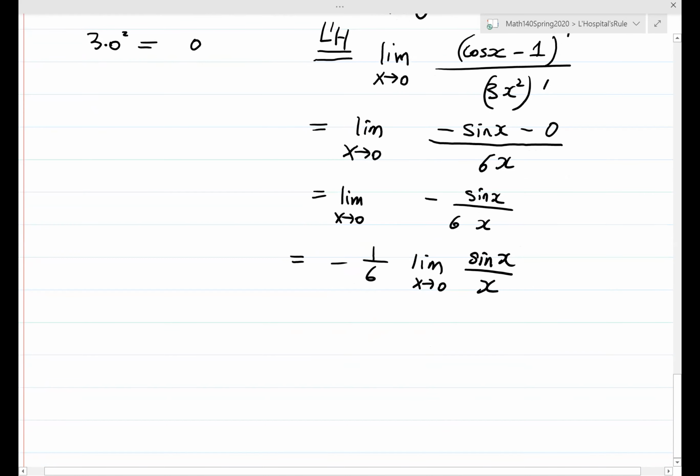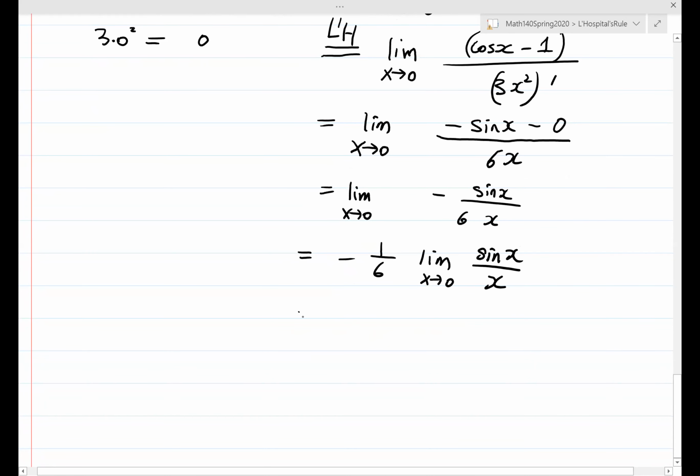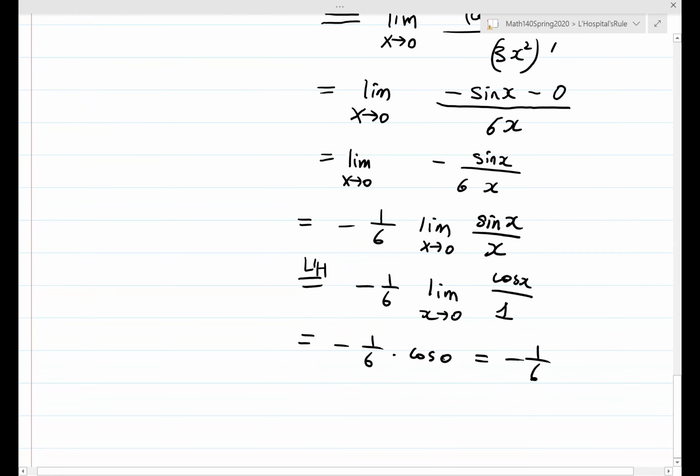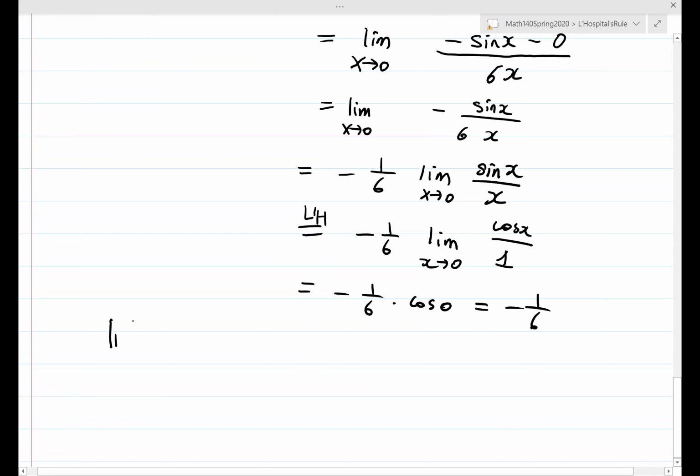Now for this sine x over x, you can use L'Hopital's rule again, or you just write down directly cosine x over 1 as x approaches 0. So this is negative 1 over 6 times cosine 0, which is negative 1 over 6. Cosine 0 is 1. So finally, we get the limit as x approaches 0 of sine x minus x over x cubed is negative 1 over 6.